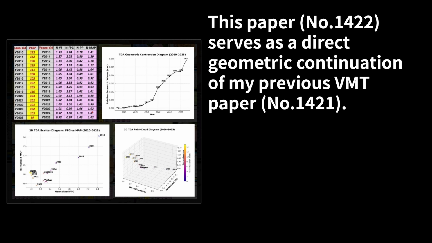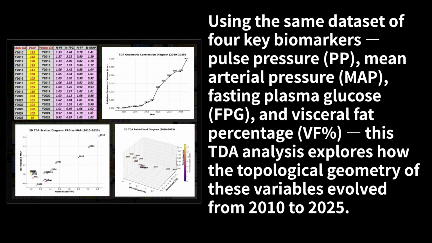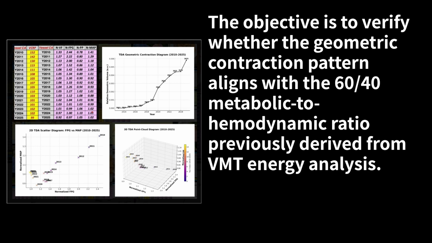This paper, number 1422, serves as a direct geometric continuation of my previous VMT paper, number 1421, using the same dataset of 4 key biomarkers: pulse pressure, PP, mean arterial pressure, MAP, fasting plasma glucose, FPG, and visceral fat percentage, VF%. This TDA analysis explores how the topological geometry of these variables evolved from 2010 to 2025. The objective is to verify whether the geometric contraction pattern aligns with the 60:40 metabolic to hemodynamic ratio, previously derived from VMT energy analysis.